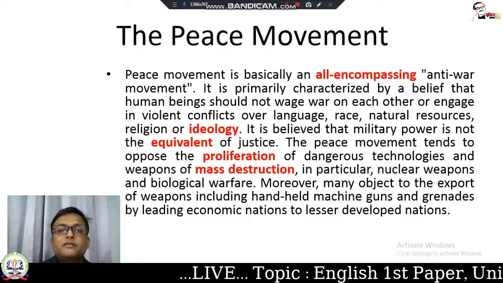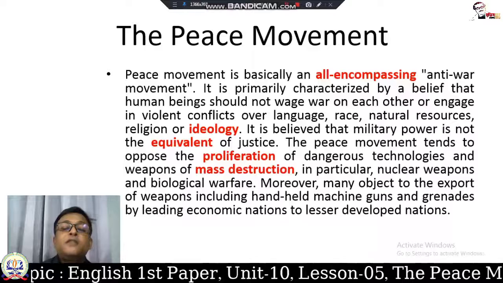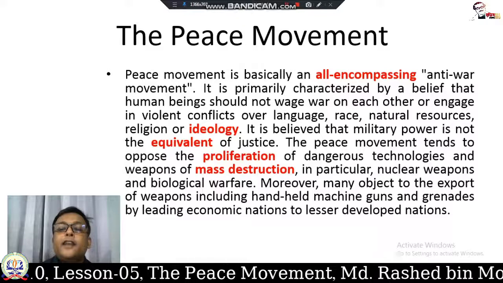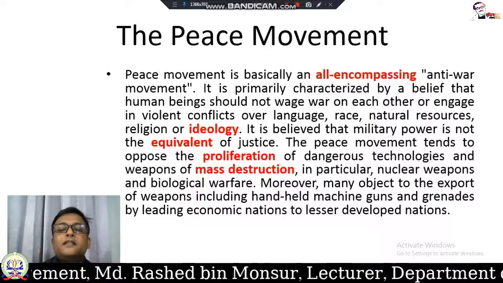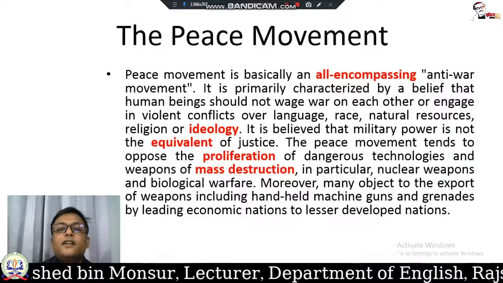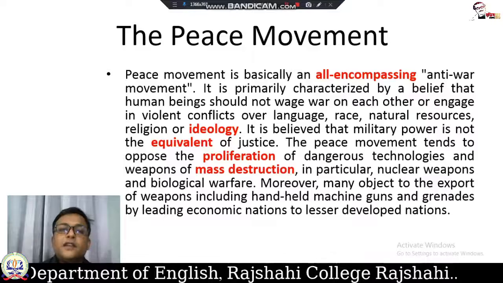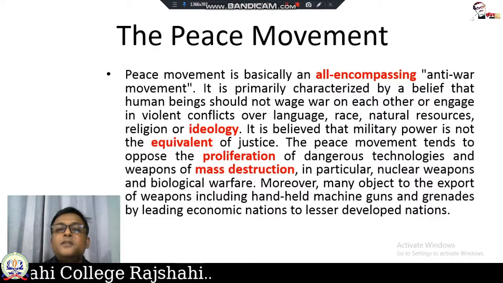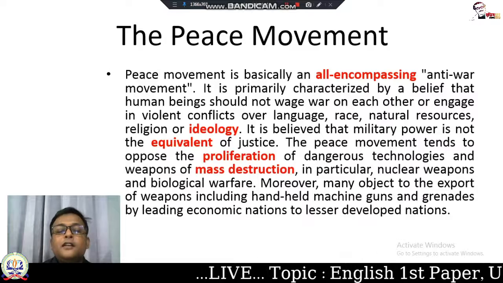Moreover, many object to the export of weapons, including handheld machine guns and grenades, by leading economic nations to lesser developed nations. Now, this is business. Okay, you know, the most profitable business in the world is the business of weapons, business of arms. And the rich countries like United States, like Israel, like Russia, like China, they can actually sell their weapons. They usually sell their weapons to the poorer countries or less developed countries at a cheap rate, and they can earn a lot of foreign currencies, a lot of foreign exchange by selling weapons to the other countries. And this is one of the most profitable businesses in the world, the business of guns, the business of weapons, the business of arms, like handheld machine guns, the machine guns that can be held in your hands, like grenades. Grenades are powerful bombs that can kill a lot of people.